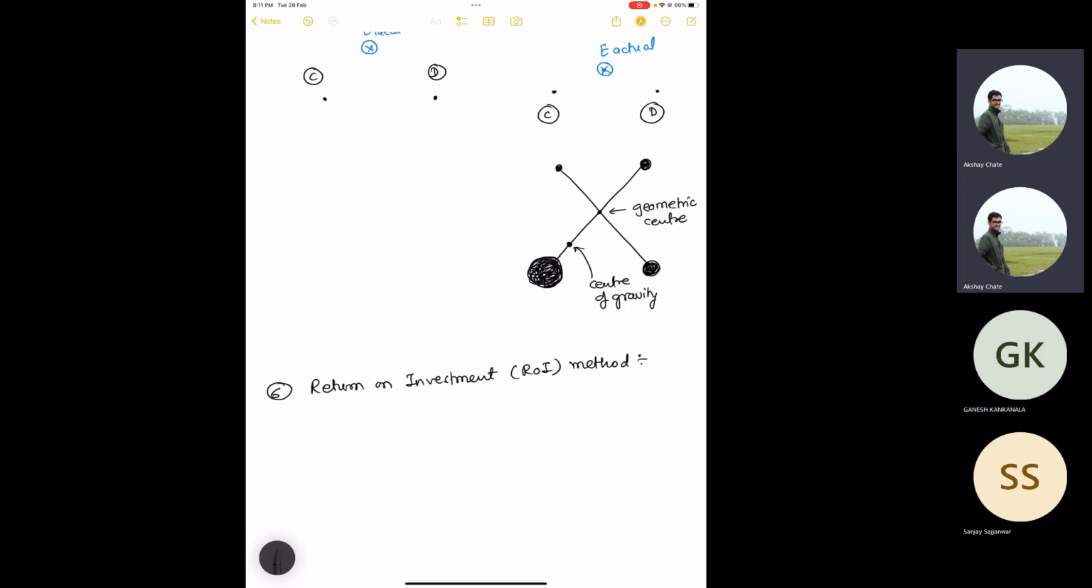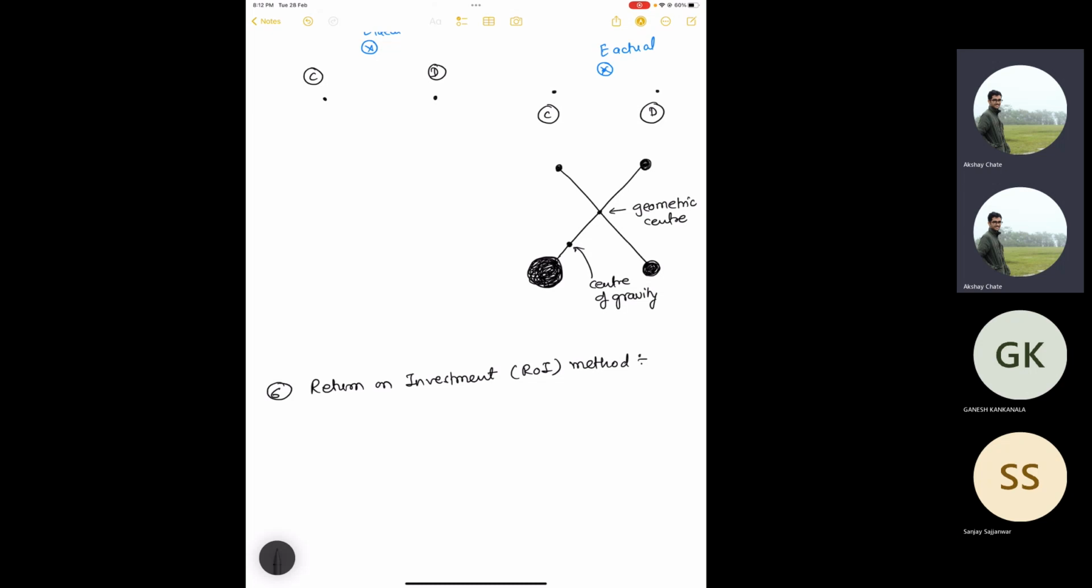Are you with me? Yes, sir, I'm with you. So basically, if you invested 1 lakh rupees today and after 1 year you are getting 50,000 as profit, then that is your returns. Returns means profit. So your ROI, return on investment, will be 50,000 divided by 1 lakh into 100, so that will be 50%. So this is pure economic terms.